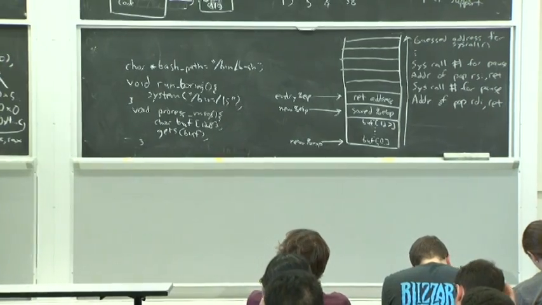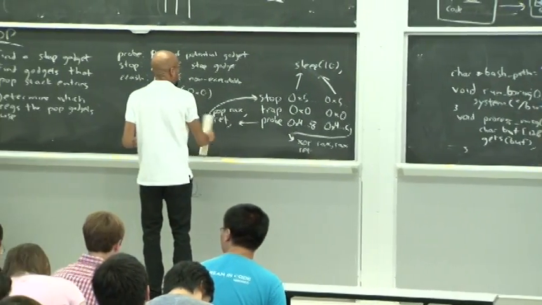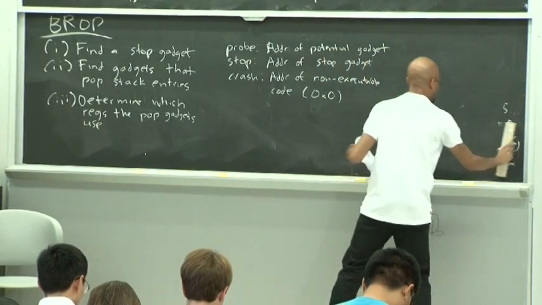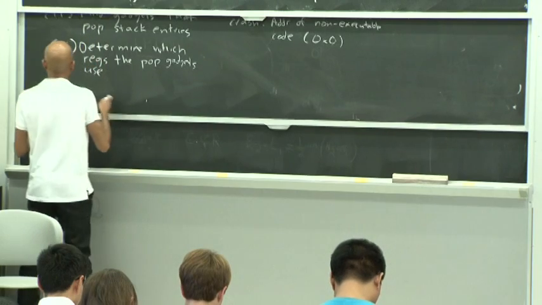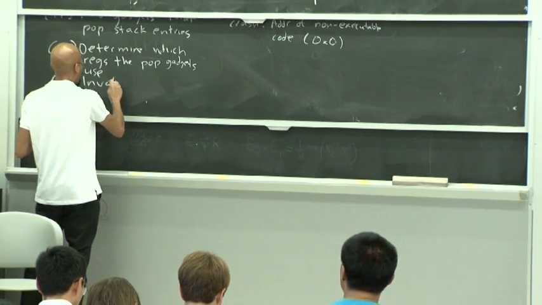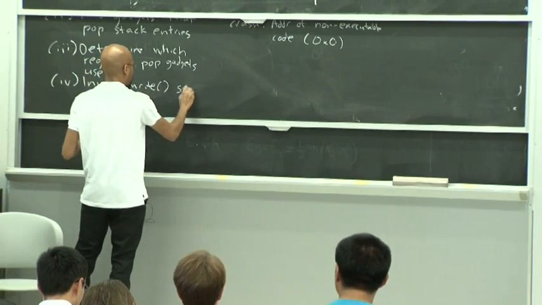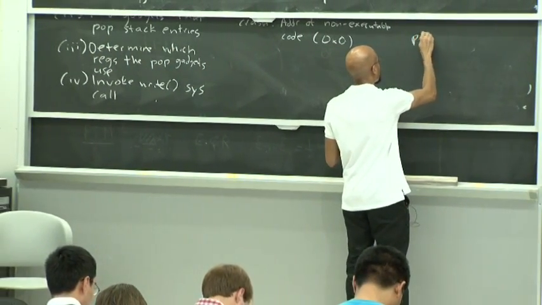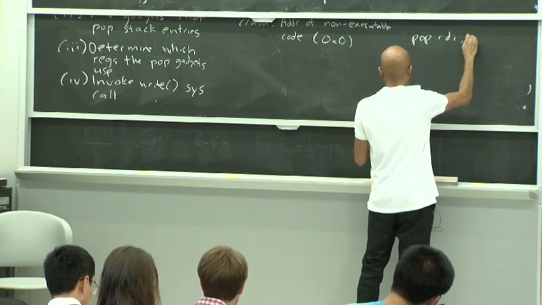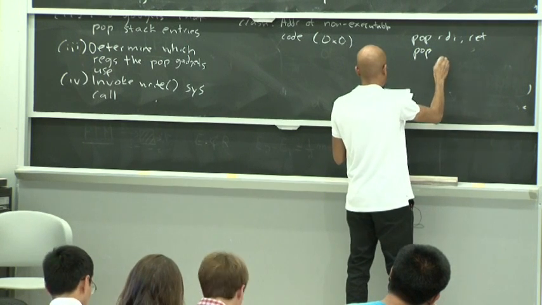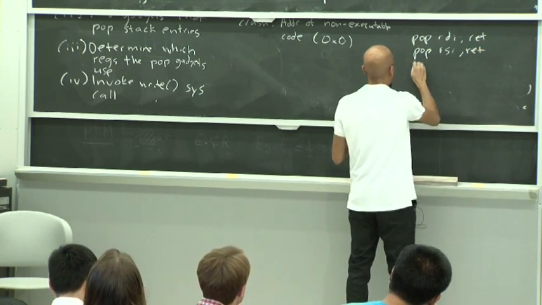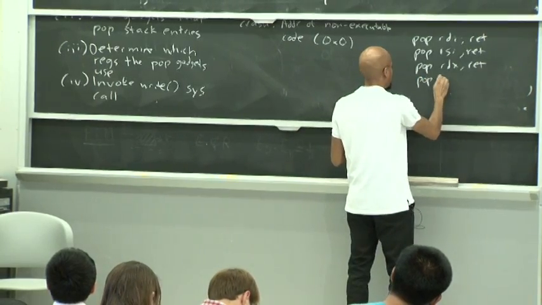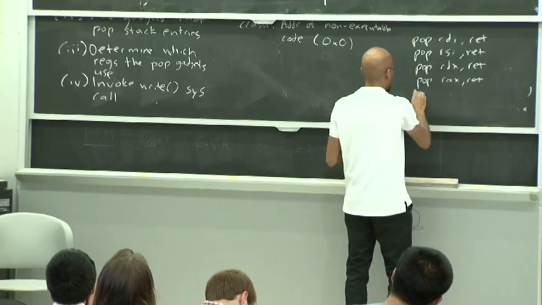Okay, and so now, let's see. Step 4 is going to be to invoke write. Right? Step 4 is invoke the write system call. So to invoke write, we need to have the following gadgets. We need to be able to pop RDI. We need to be able to pop RSI. We need to be able to pop RDX. Pop RAX. And then invoke syscall.